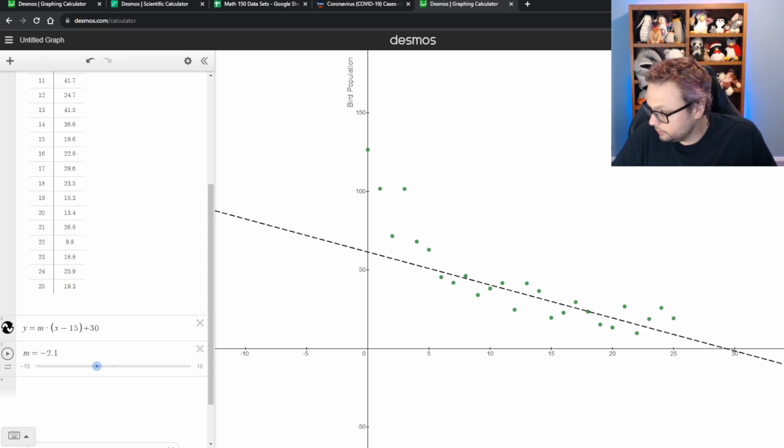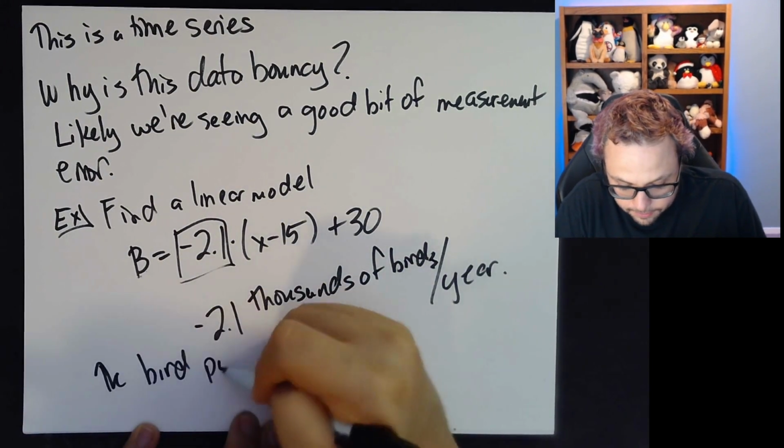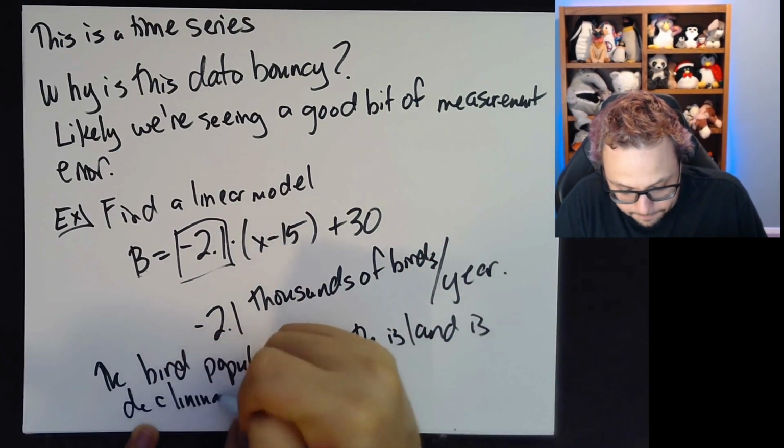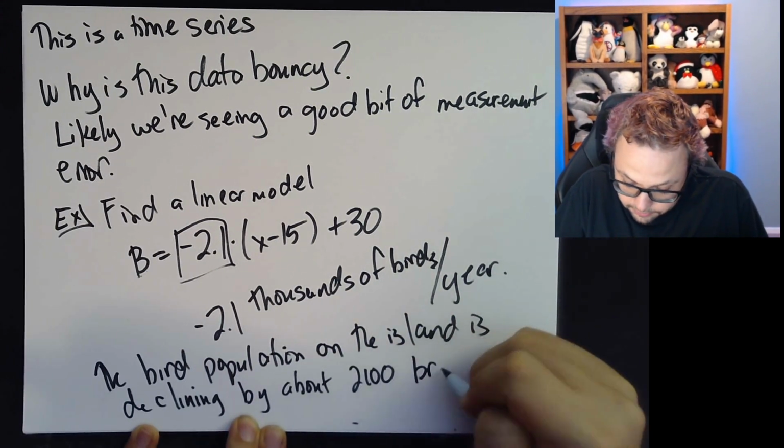Okay. So again, if you think about what the story of this is telling, remember, what's the slope here? The slope here is minus 2.1 thousands, remember, because the birds are in thousands of birds per year. And so the story being told by this model is that the bird population on the island is declining by about 2,100 birds per year.